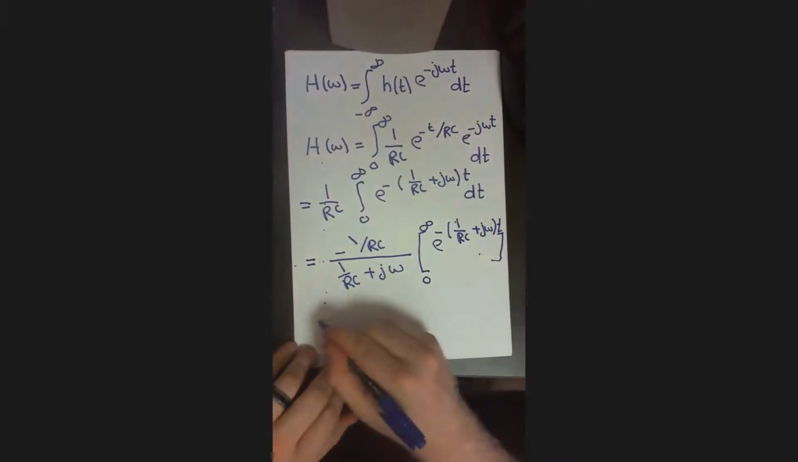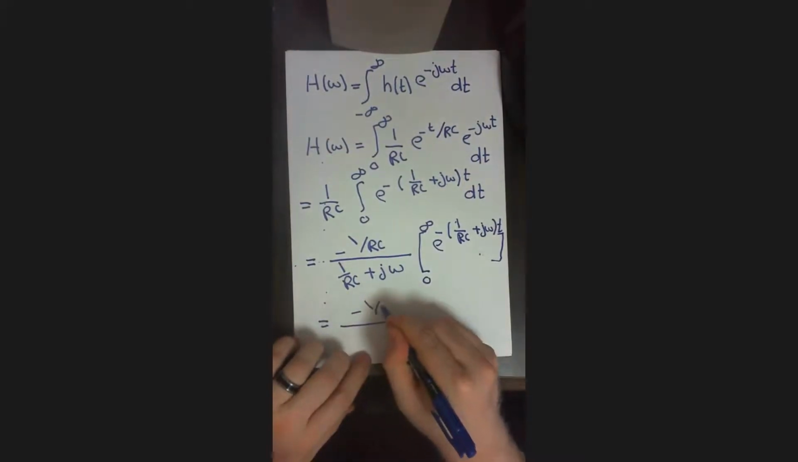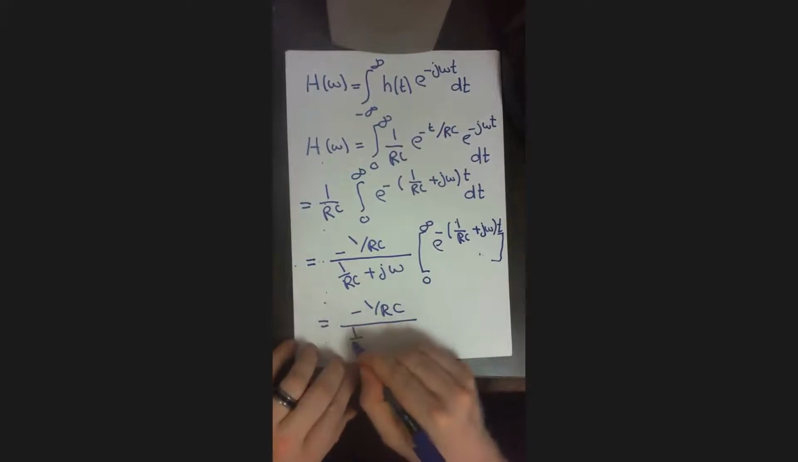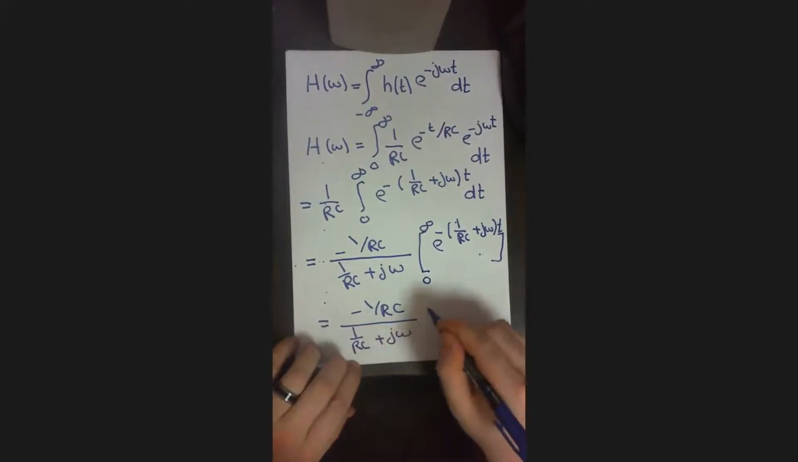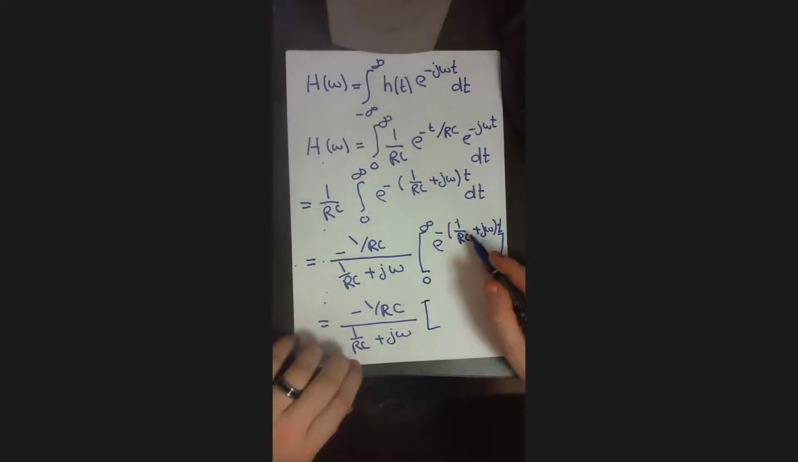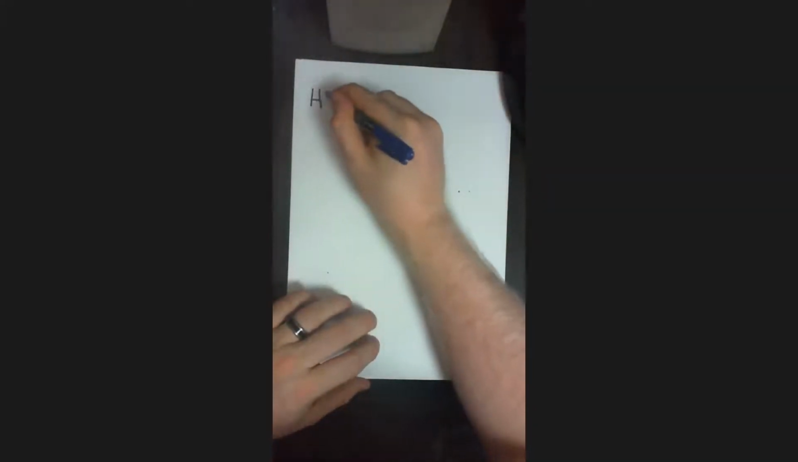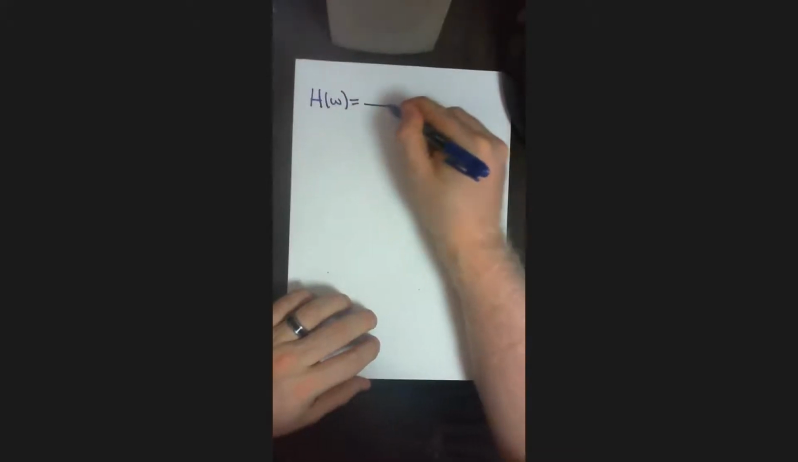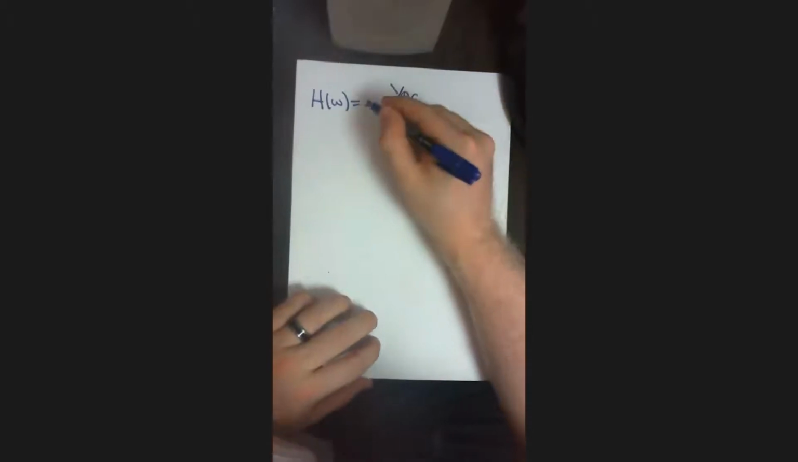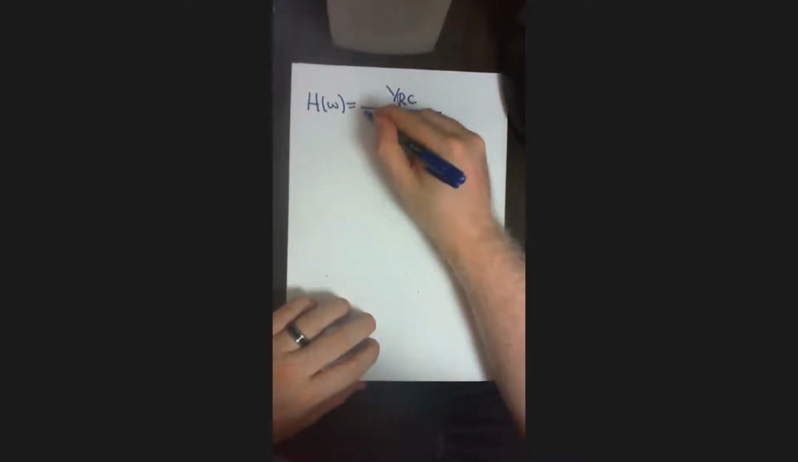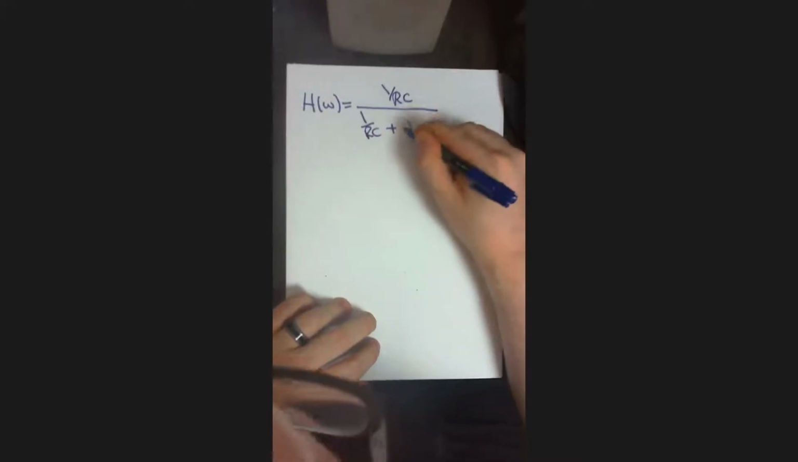By substitution here, my dear students, we have negative 1 over RC again, and we have 1 over RC plus j omega, and here we have e power negative infinity. E power negative infinity is equal to 0, sorry, and then minus e power 0, which is equal to 1. So again, negative with negative, you will get that h of omega is equal to 1 over RC over 1 over RC plus j omega.